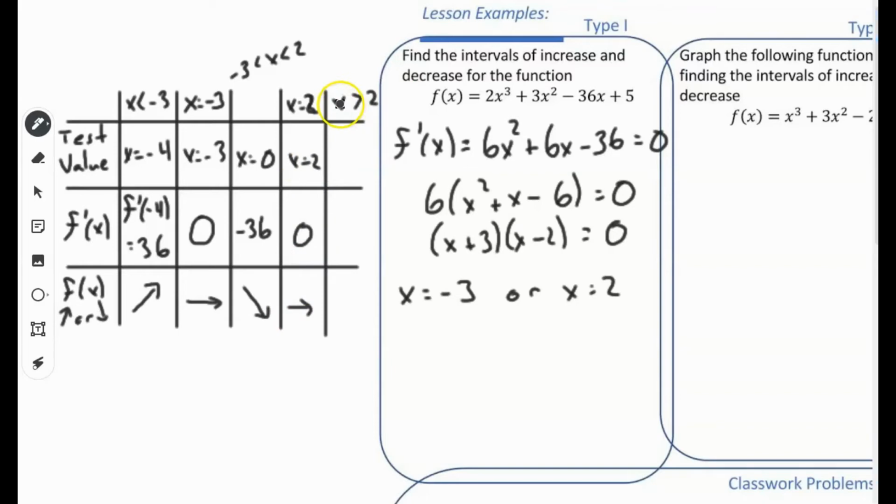And finally, if x is greater than 2, we can pick, for example, 3. And f prime at 3 will be 36, which is positive, so we get an increasing function. So these are the intervals of increasing and decreasing for the function. Increasing here when x is less than -3, and here when x is greater than 2, and it's decreasing here when x is between -3 and 2.